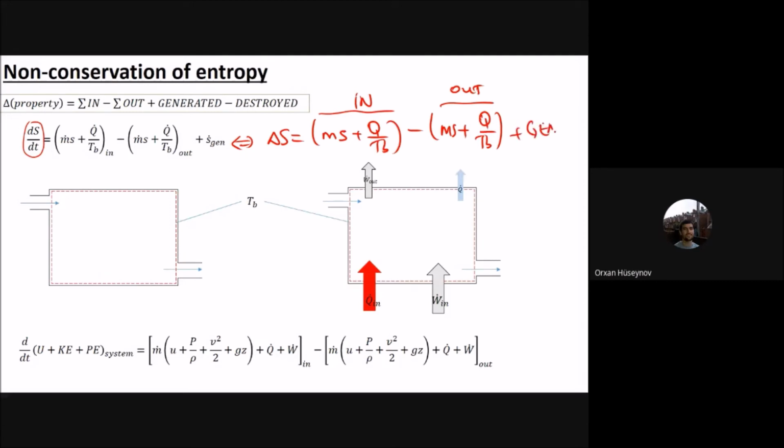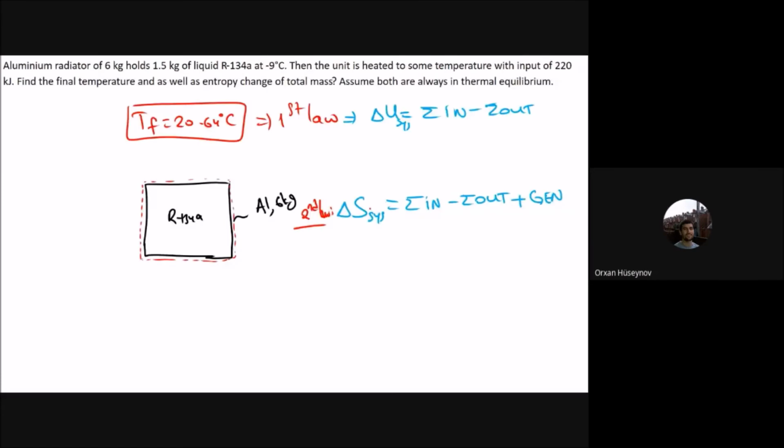This is very similar to the first law, but in the first law you have the work as well. In the second law, work doesn't play any role because it doesn't transfer entropy. That's very easy stuff. So let's apply this to our system here, and the question says to find the change of entropy of the system. You can see entropy change of the total mass. And here, our system is the total mass.